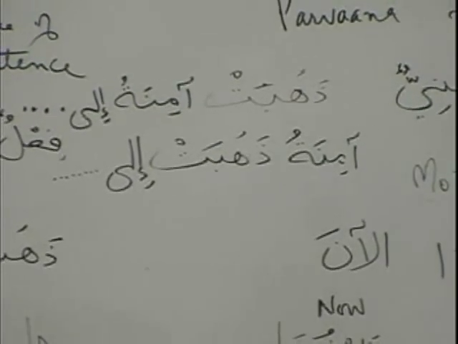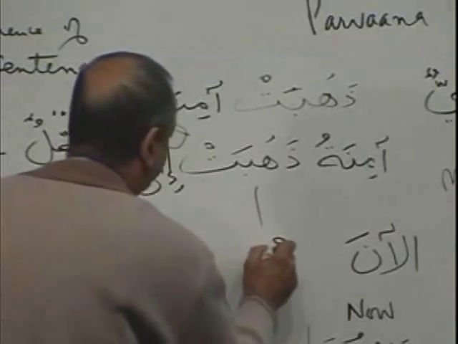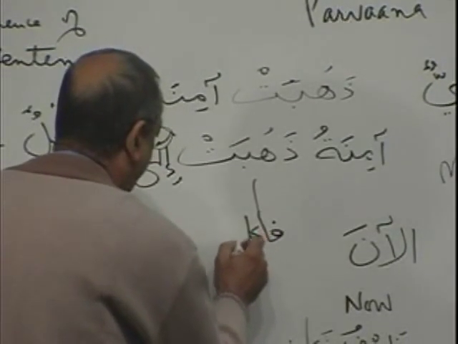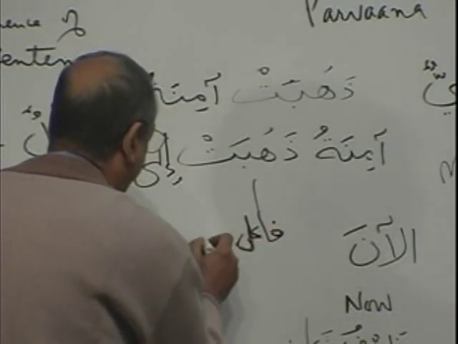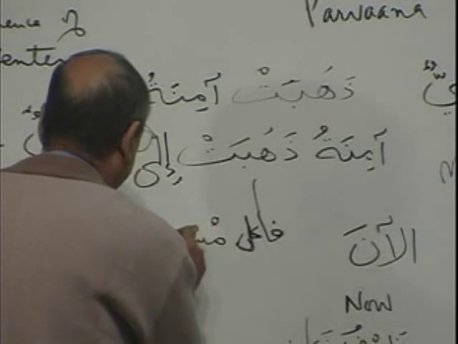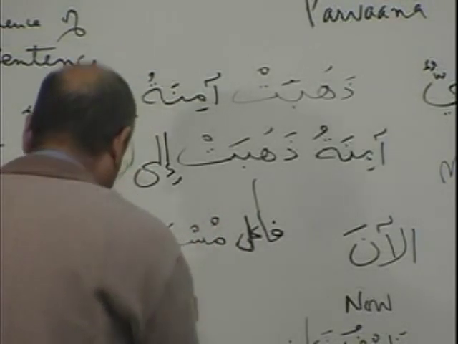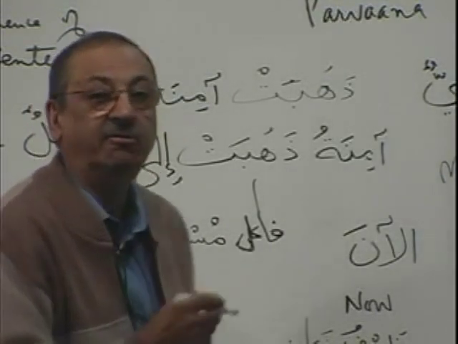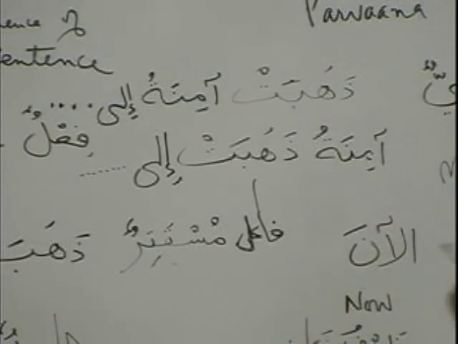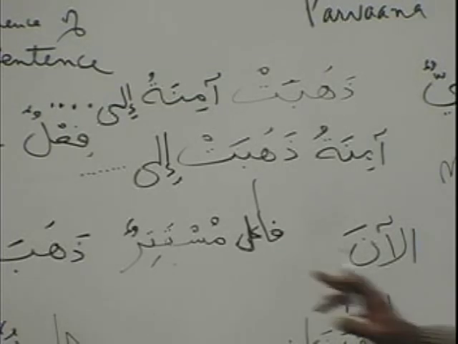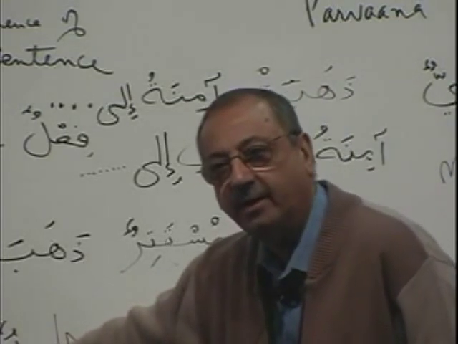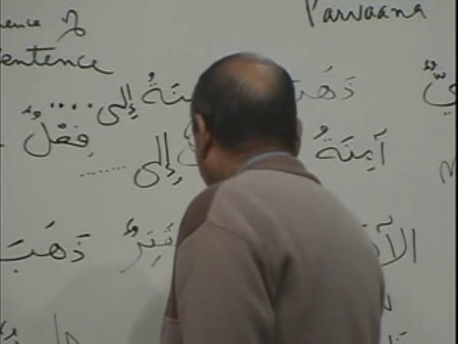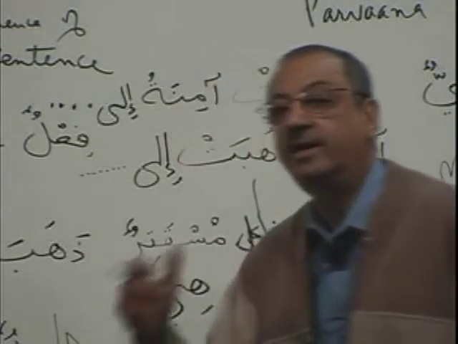So Aminatu mubtada, Zahabat, in that, the damir hiya, remember, damir hiya goes to Amina. Are you with me? Okay. The fa'il is mustatir. Okay, brother? Fa'il mustatir. But fa'il is always a damir. If it is a mustatir, it is a damir. So what kind of a damir is here? Hiya. Remember, in here, it is huwa. In here, it is hiya. Okay? Now where does hiya go to?